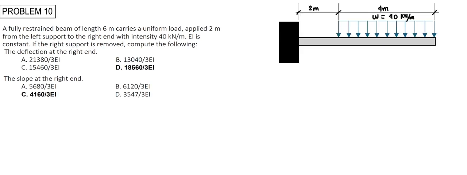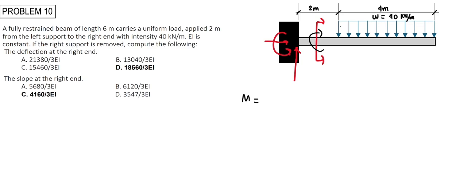And to solve this problem, you can use double integration method or area moment. For this problem, I'll be using the double integration method to solve for the deflection and slope at the right end. So considering the right section, we can neglect the reaction induced at the fixed end. We can create our moment equation that is equal to the moment induced by this uniform load.